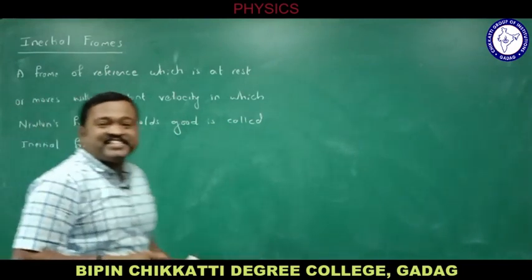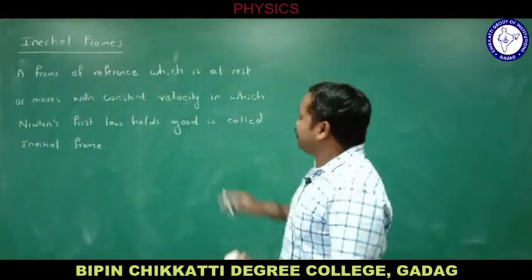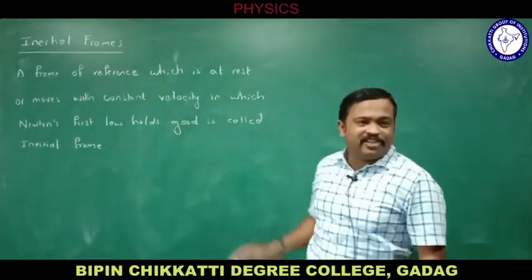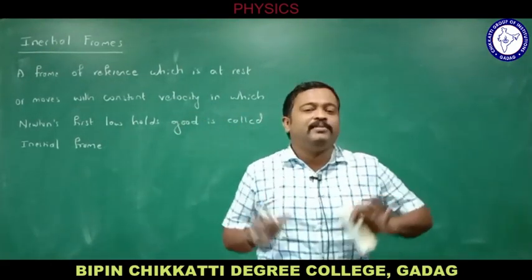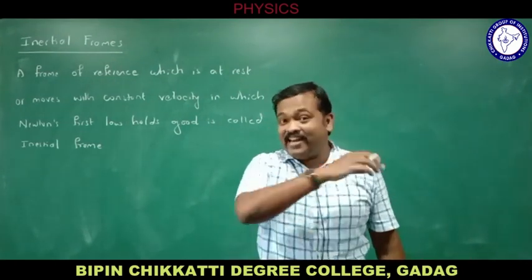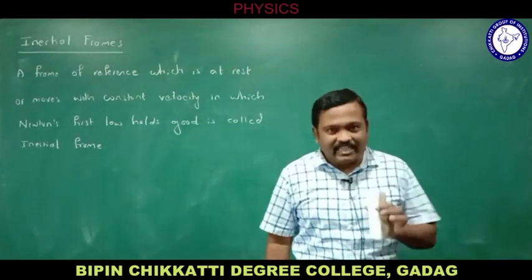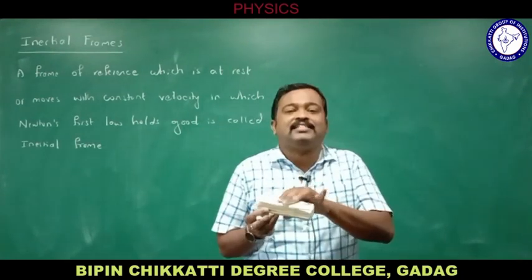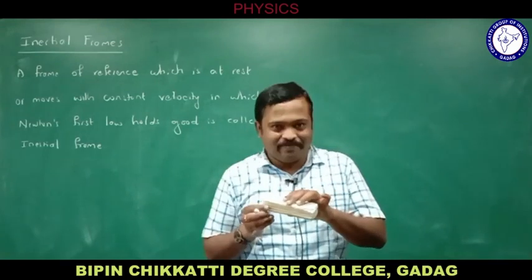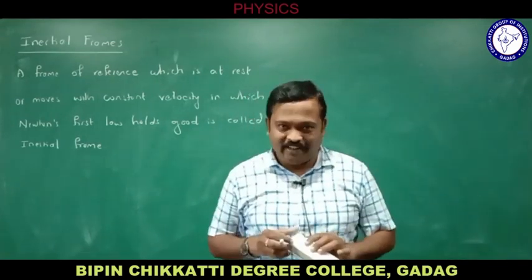So what is an inertial frame? An inertial frame is a frame of reference which is at rest or moves with constant velocity. Okay, if the frame is at rest or if it is moving with a constant velocity, then that frame is called an inertial frame of reference. For example, if the bus is at rest, then the bus is an inertial frame. If the bus is moving with constant speed, then it is also called an inertial frame, right?